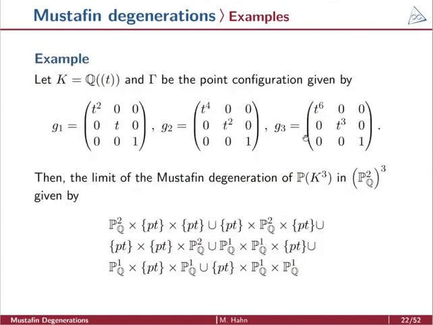So let's do this in an example. Now we have as a base field the field of Hahn-Mal'cev series with rational coefficients, and gamma is the point configuration given by these three invertible matrices over this field. Then what we see is if we let t go to 0, we're going to get that G1 is equal to G2 is equal to G3. Namely, they are all going to be the matrix where we have all zeros except for the entry in the bottom right. Therefore, the closure of the image of this map is simply going to be a point times a point times a point.